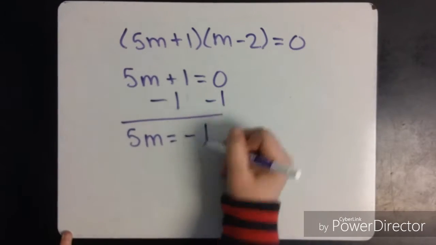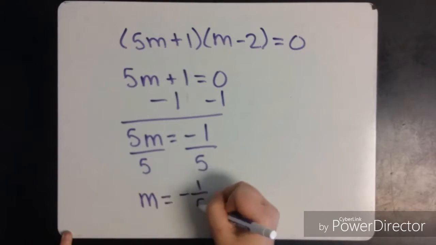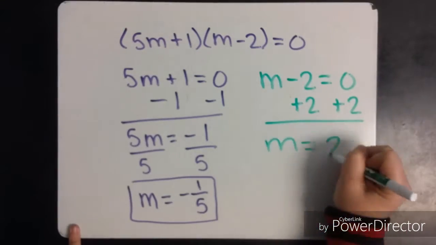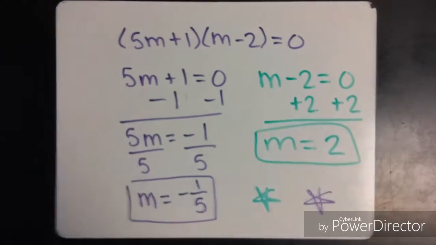So 5m plus 1 equals 0, subtract 1, 5m equals negative 1, divide by 5. m equals negative 1/5. Take m minus 2 equals 0, add 2 to both sides, and m equals 2.